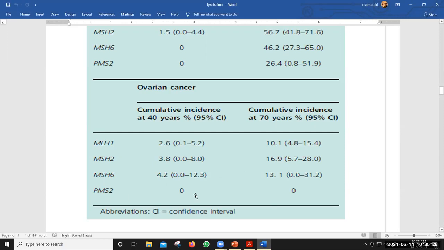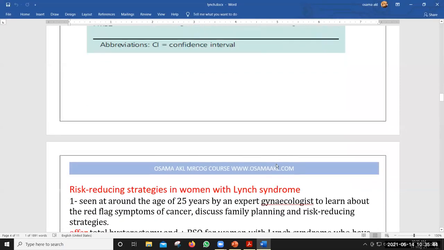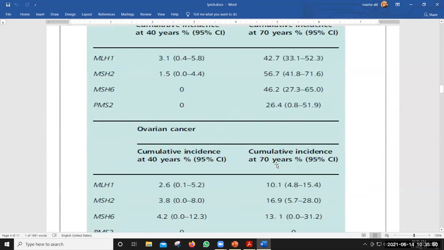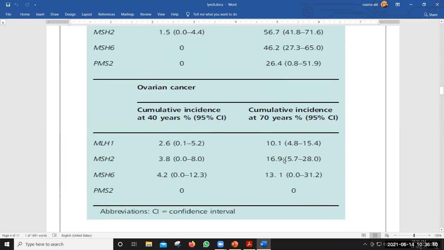So it is the least responsible for endometrial and ovarian cancer in relation to the others. Okay, so it's important. PMS2 is the least related to endometrial and ovarian cancers. A very good point. I will tell you why it's important. Because there is a question asking: Mrs. M, her age is 40 years old. She was diagnosed with ovarian cancer and she was known to be Lynch syndrome positive. Tell us, which variant is the least likely to be responsible for her condition? The answer is PMS2.